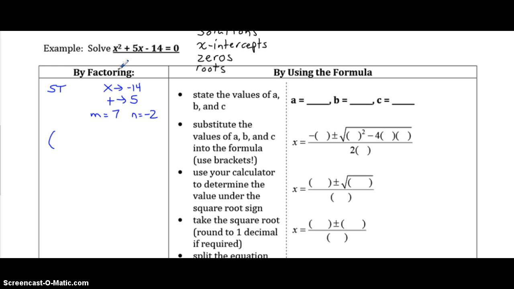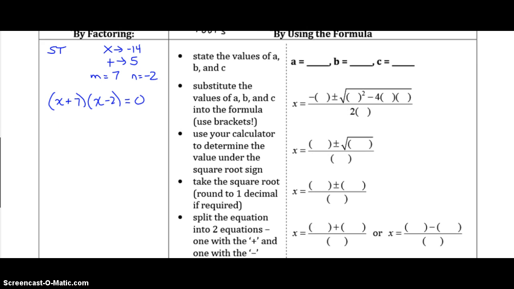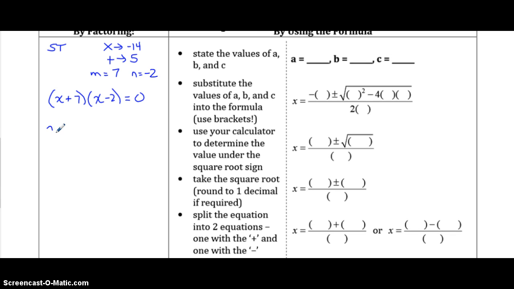So this factors to give you x plus 7, x minus 2. Then x plus 7 is equal to 0 when x is equal to negative 7, and x minus 2 is equal to 0 when x is equal to 2. So those are your two solutions to this equation.